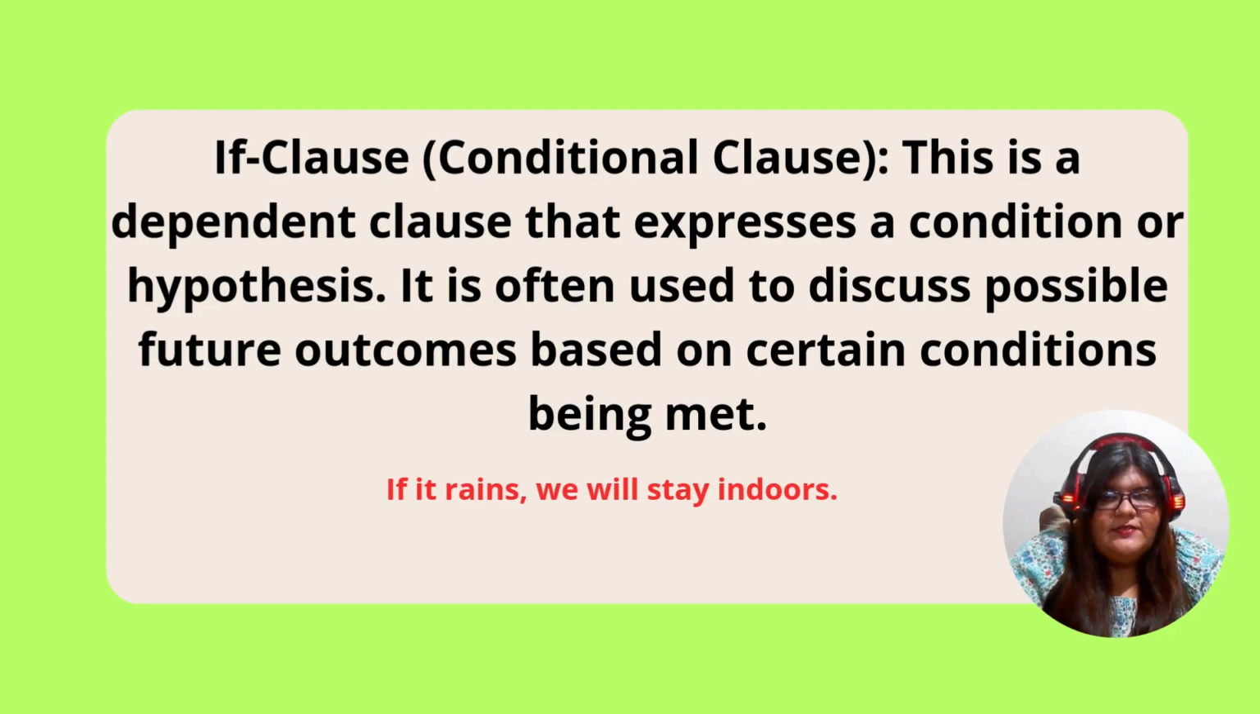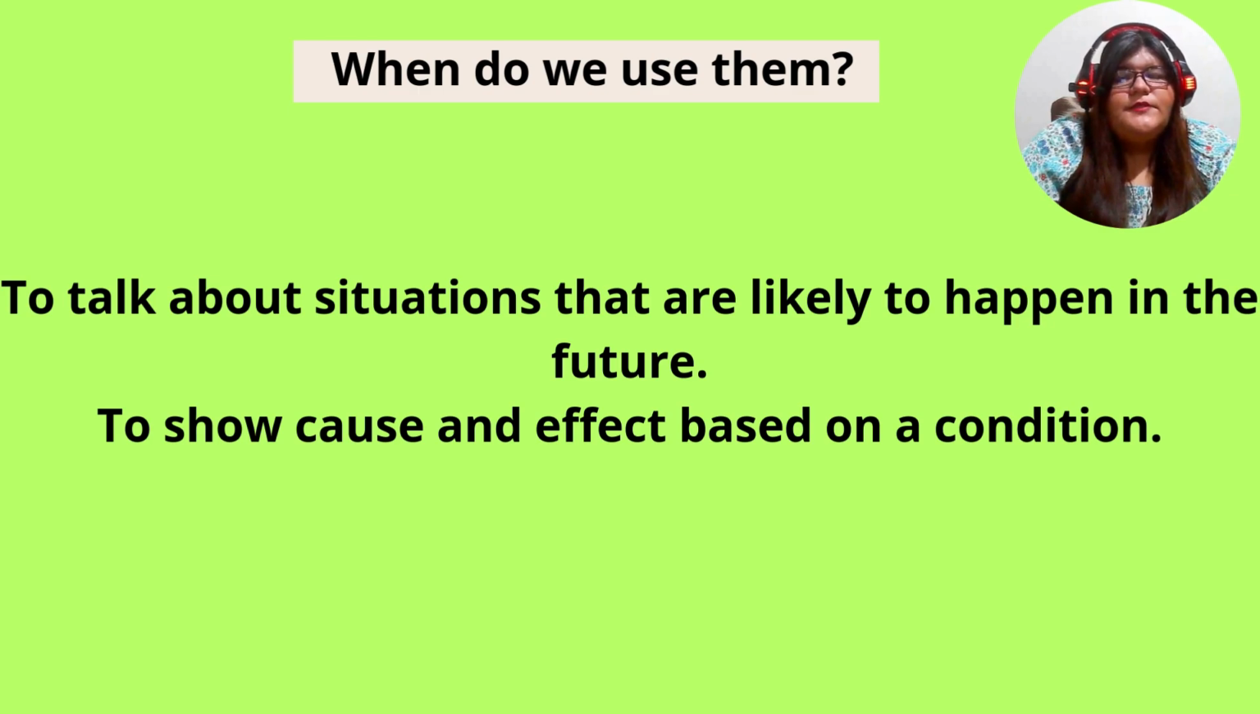If it's a clause and it's a conditional clause, this is a dependent clause that expresses a condition or hypothesis. It is often used to discuss possible future outcomes based on certain conditions being met. For example, if it rains, we will stay indoors. So, when do we use them? We will use them to talk about situations that are likely to happen in the future, to show cause and effect based on a condition.